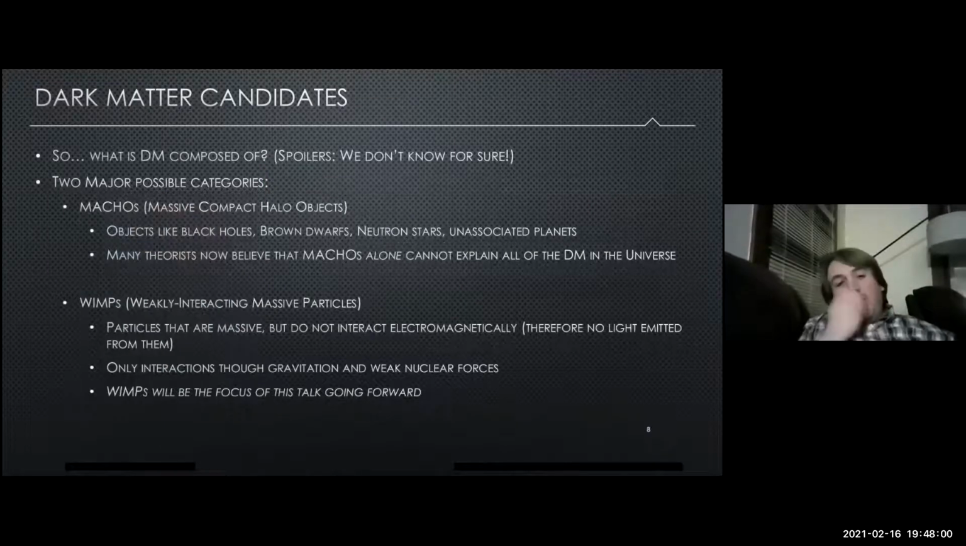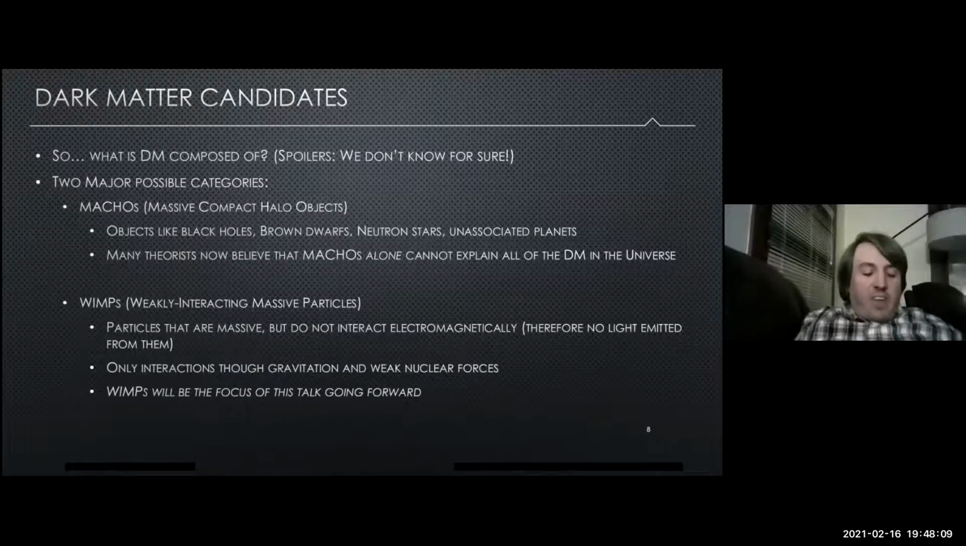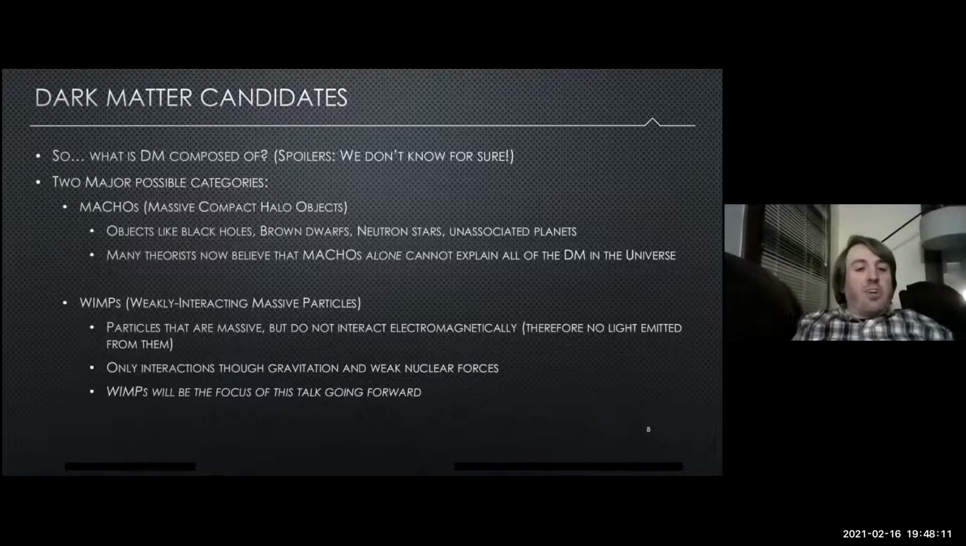Okay, so let's get into the dark matter candidates. So what is dark matter actually composed of? And the spoiler is we don't know for sure. But we could say that dark matter falls into two possible categories. So MACHOs, which are massive compact halo objects. I didn't come up with these acronyms, but they're great. So these are things like black holes, brown dwarfs, neutron stars, unassociated planets. So essentially these things are big, kind of compact, and dark. They don't emit a whole lot of light.